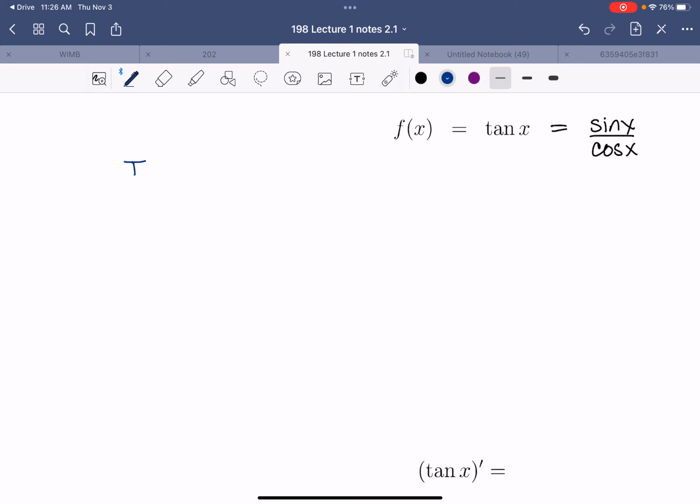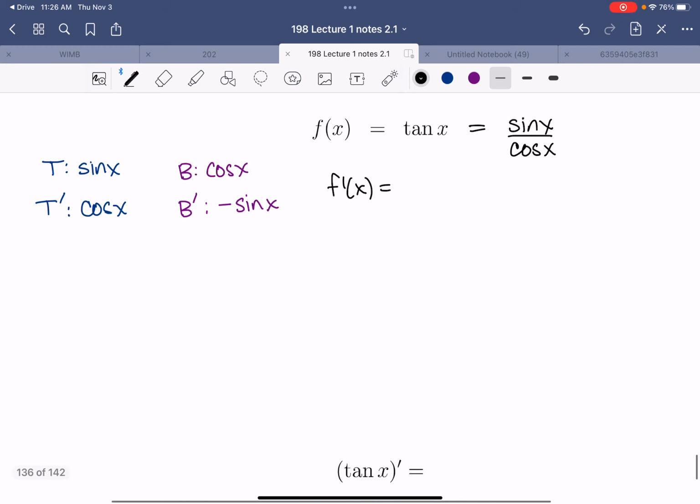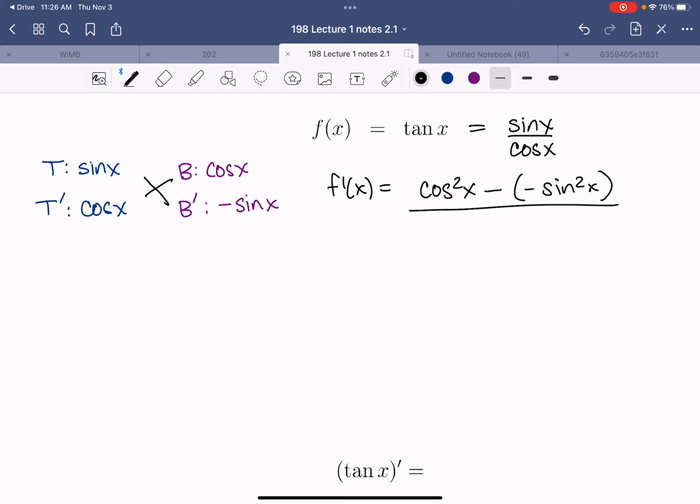So the top is sine x, and up above we said that the derivative of sine is cosine. The bottom is cosine x, and we just said that the derivative of cosine x is negative sine x. And so we can put the derivative, the f prime of x here, all back together using our quotient rule. So top prime bottom would be cosine times cosine, which is cosine squared, minus sine times negative sine would be negative sine squared, all over the bottom squared, which is cosine squared.